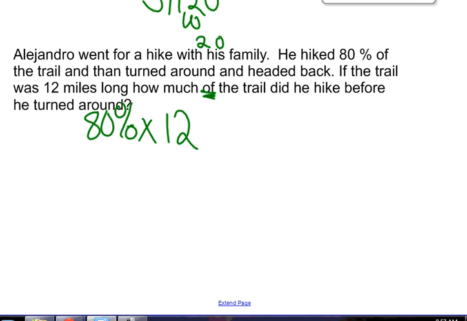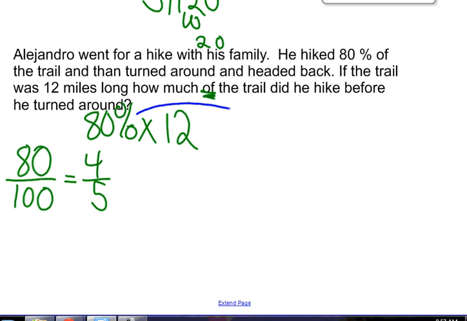So step one is to take our 80% and turn it into a fraction. So that would be 80 over 100. And to reduce that, that would be 4/5. Taking a 20 out of both of them. Or I can take the decimal and I'll throw that over here, right? Which would be 0.8.